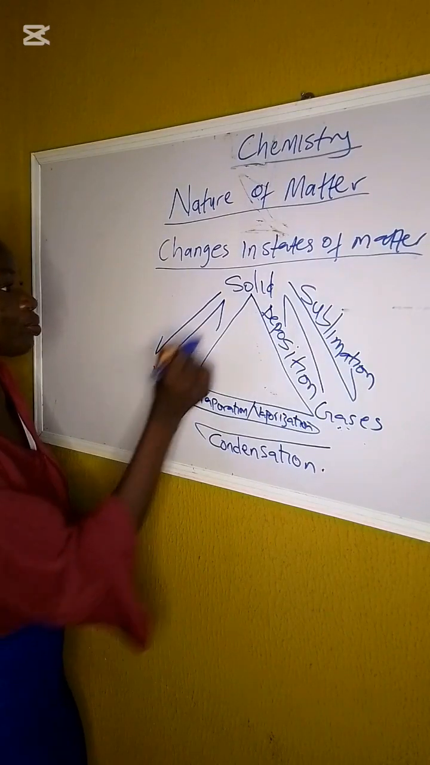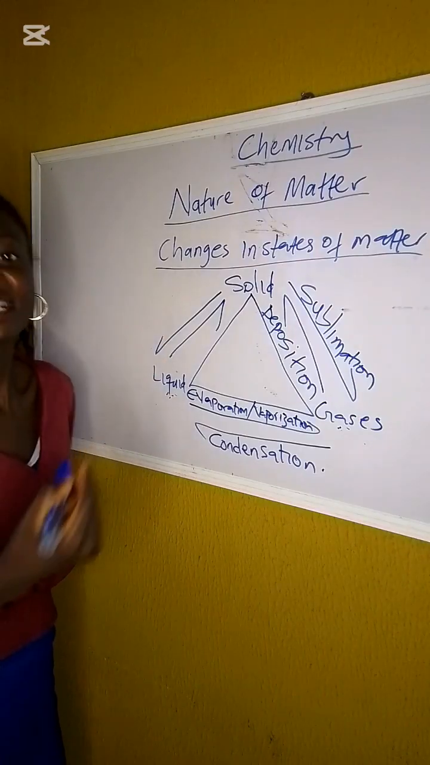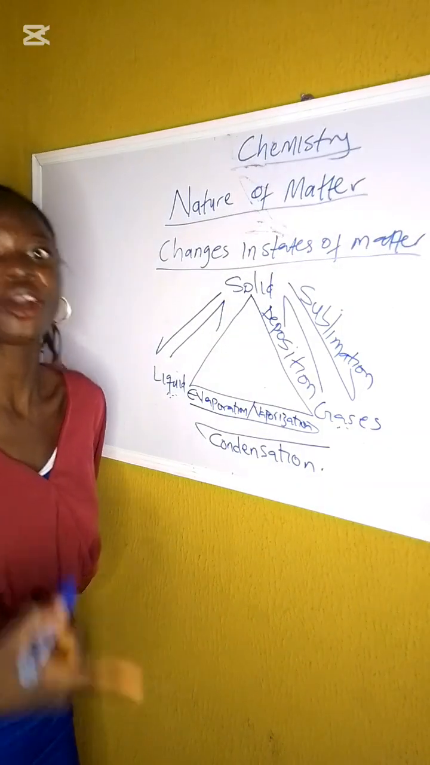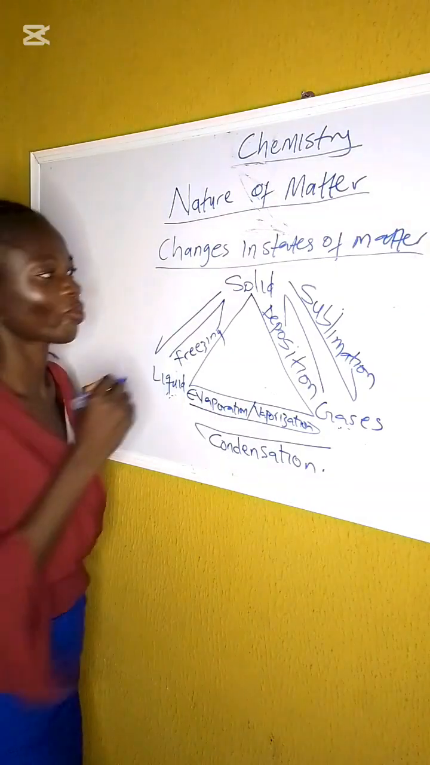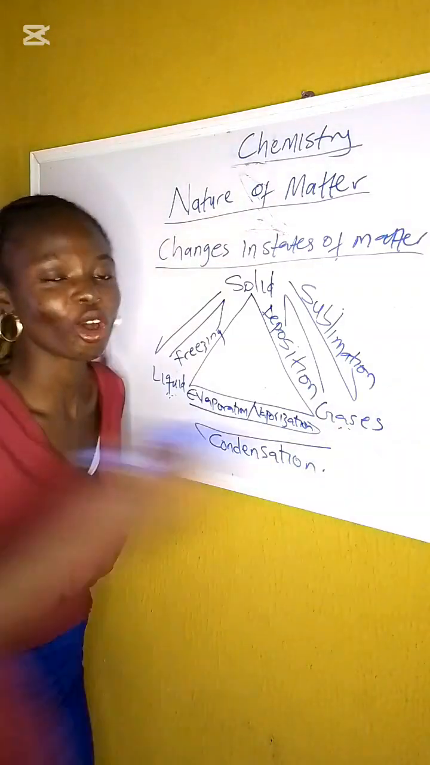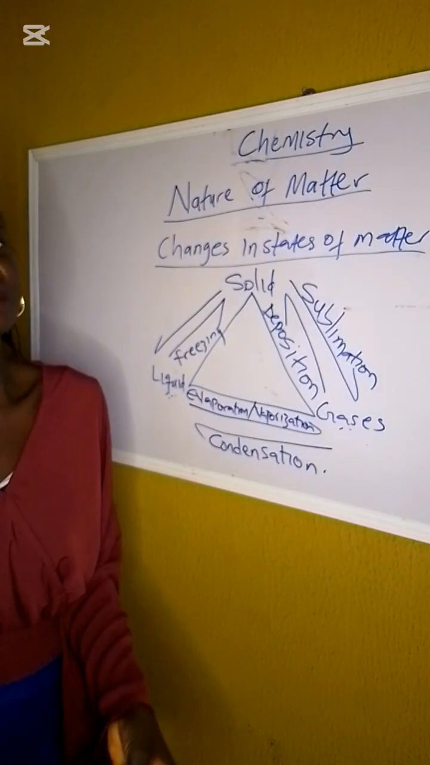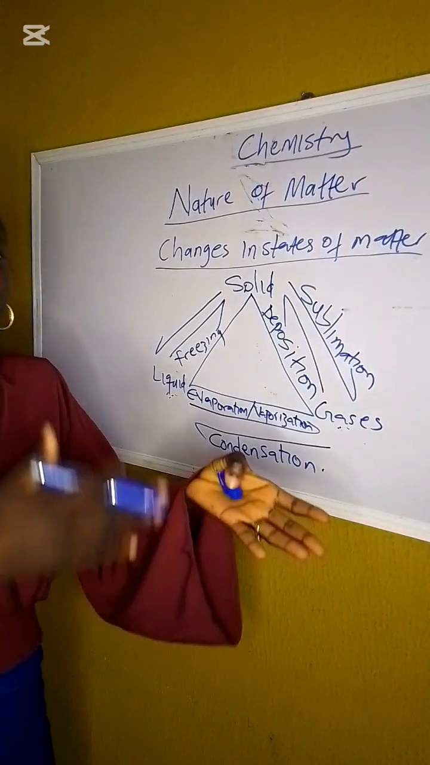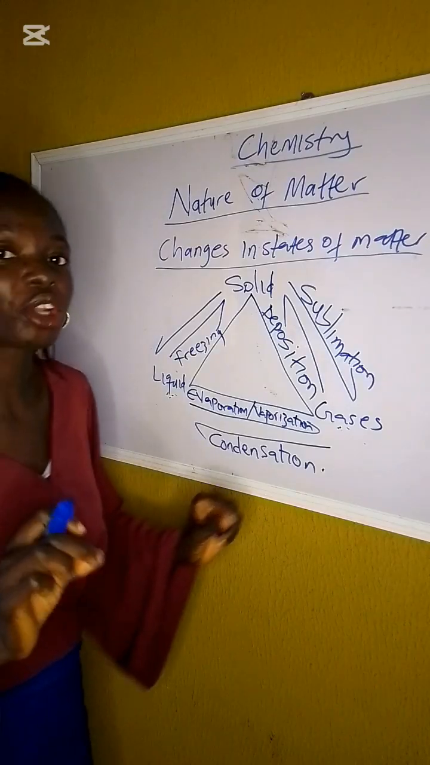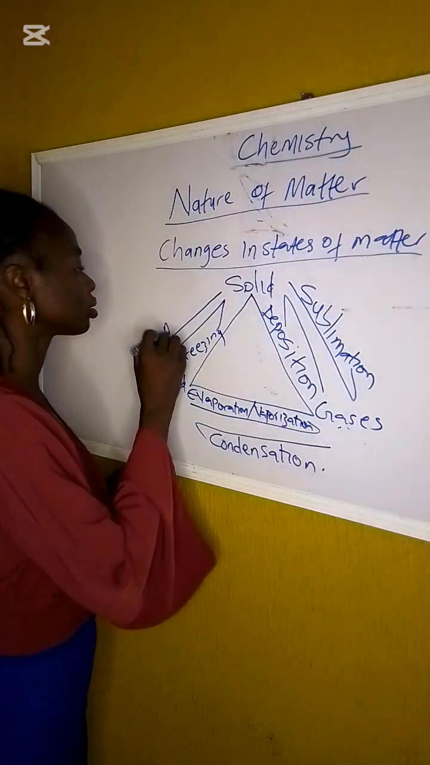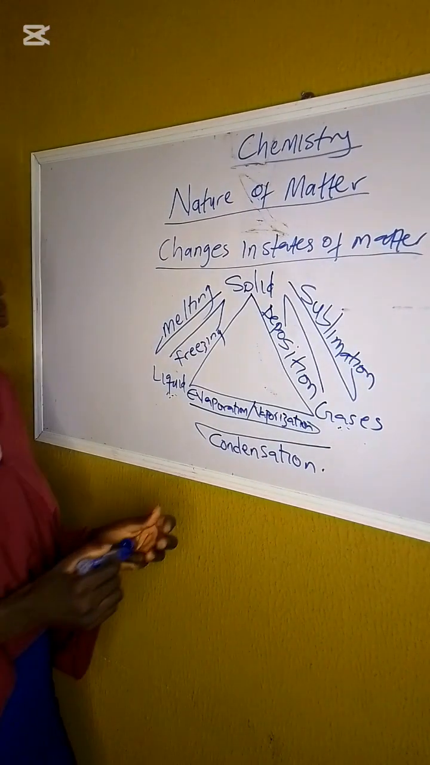When liquid changes to solid, when you put water in your freezer and it changes to an ice block, what is it called? It is called freezing. And when you remove your ice block from your freezer and you put it on the table for some minutes, what will you notice? It would have changed from that solid ice block to liquid, and the process is known as melting. Now let's go again.